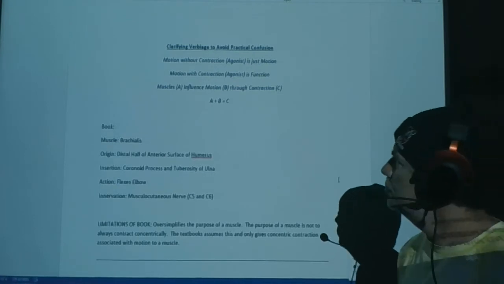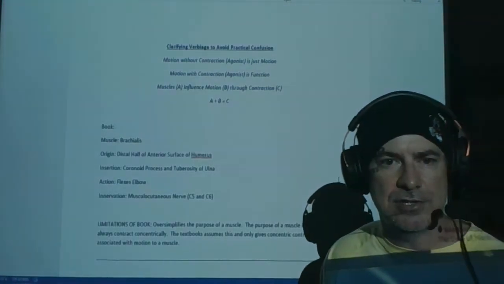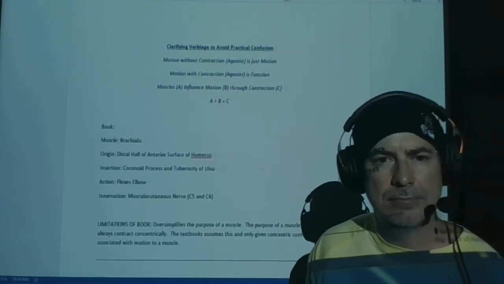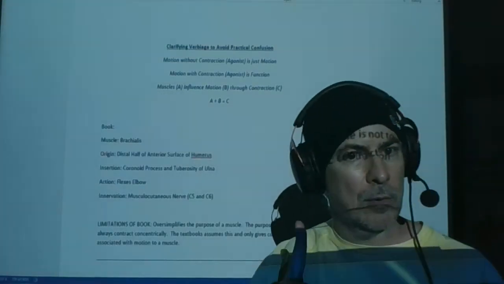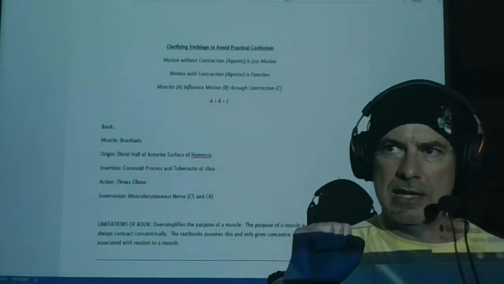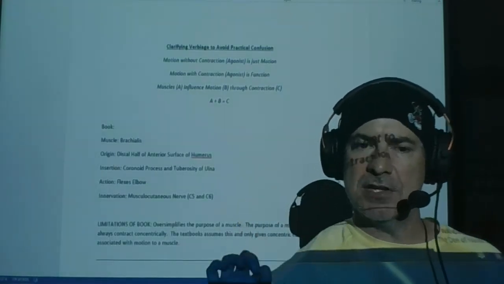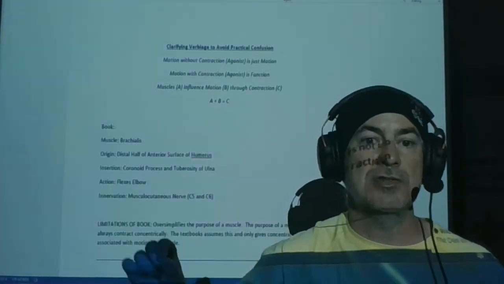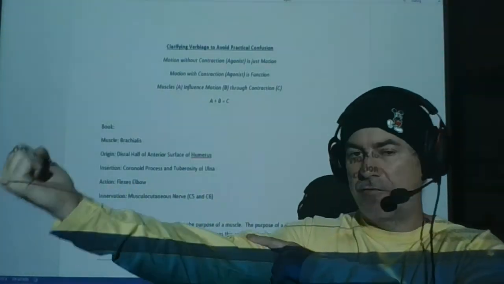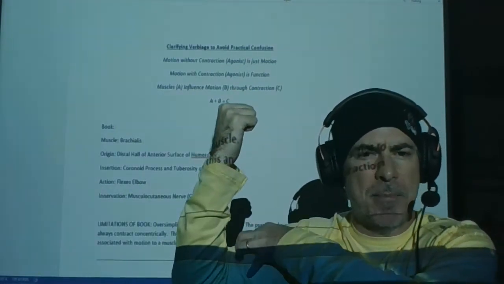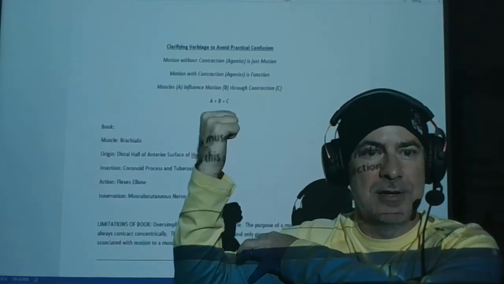Okay? Motion without contraction is just motion. Duh. But what I mean by that is, if someone learns that motion is associated with a certain muscle, what I mean is flexion is associated with the bicep. The action of the bicep is to have flexion.